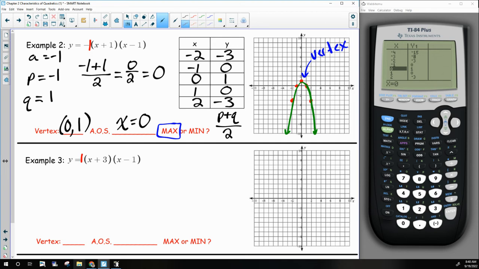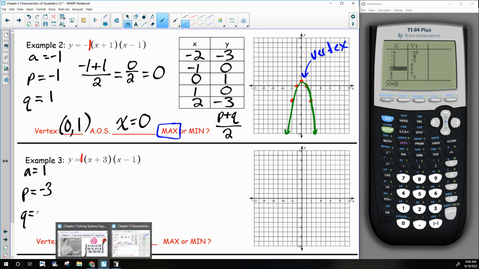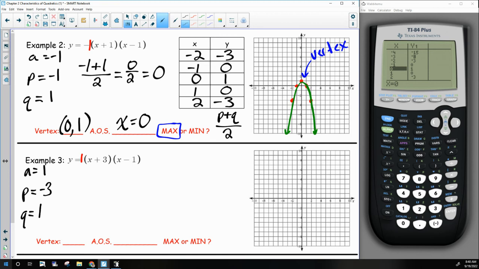Okay, let's do it. A, P, Q. A, P, Q. We talked about our a value has to be 1. There was nothing out there. It's invisible, so invisible 1. Don't forget, any value that is in parentheses, their sign must be flipped. Instead of positive 3 for P, it is negative 3. Instead of negative 1 for Q, we flip it to positive 1. There's my A value, my P value, and my Q value.